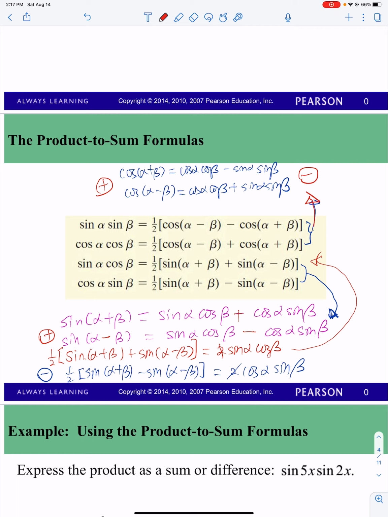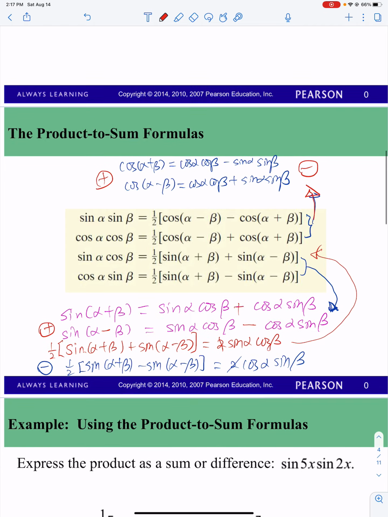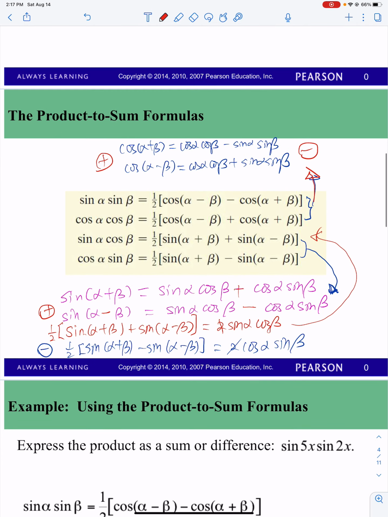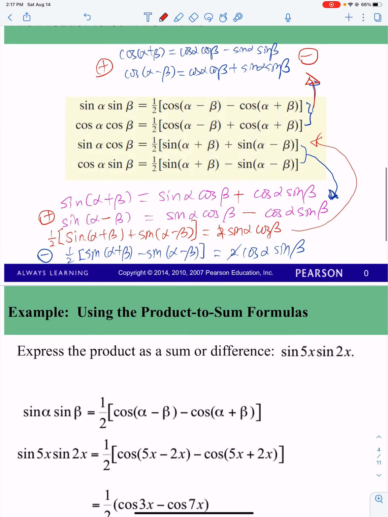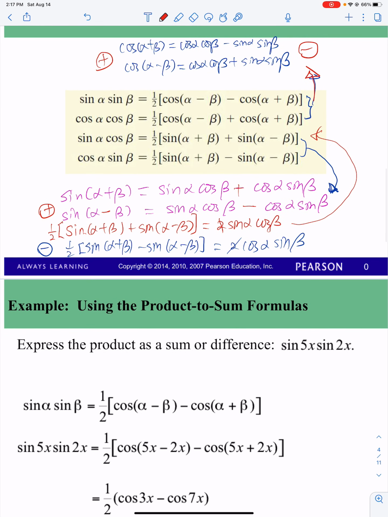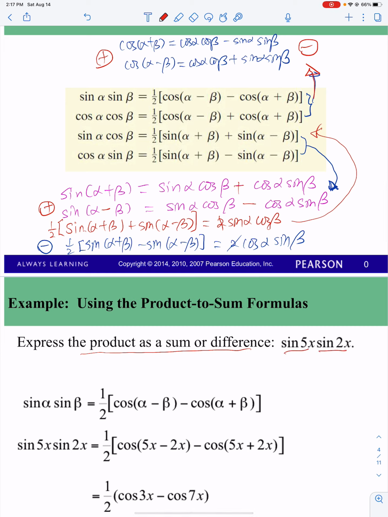Where do these come from? The sum and the difference formulas. This is why I emphasize again and again that the sum and difference formulas are so important. So if you remember these formulas, and we want to do the following example, write a product as a sum or difference: what happens with sine times sine? It will be a half cosine.